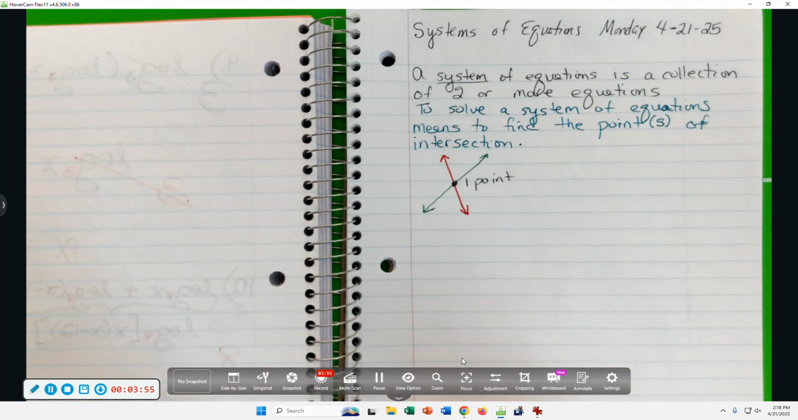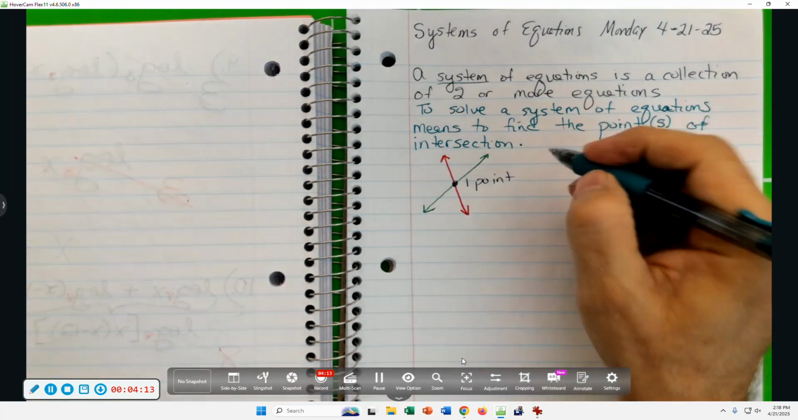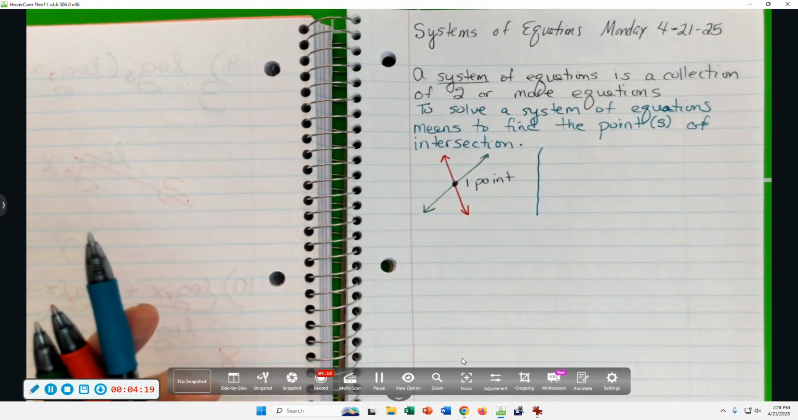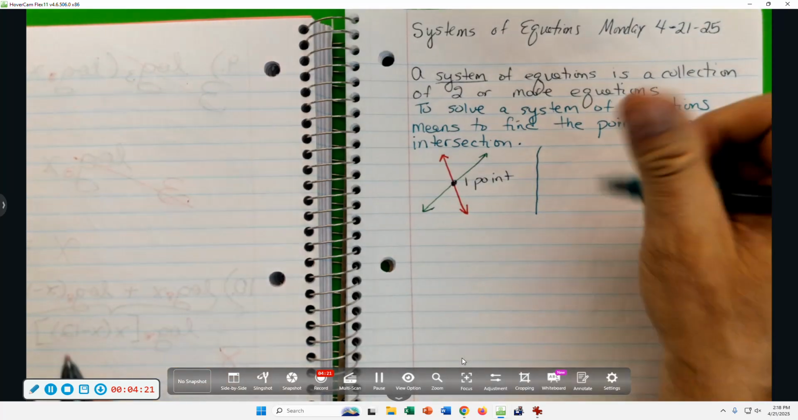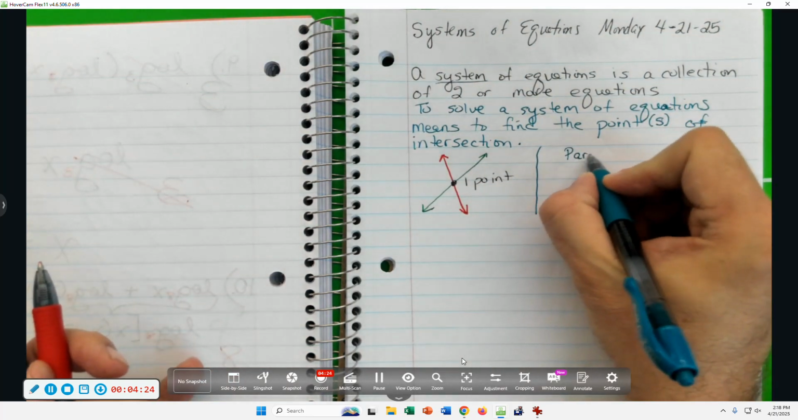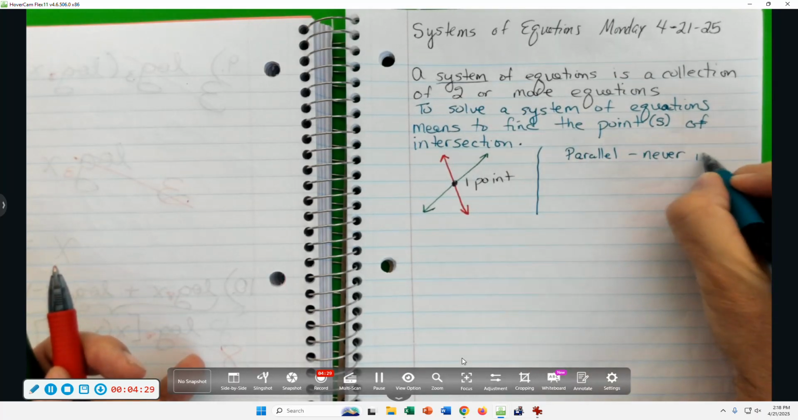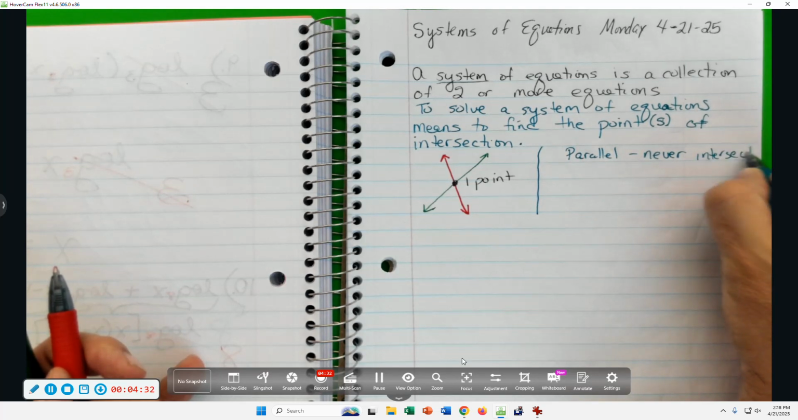Would it be possible to draw two lines that intersected in 2 points? Say no. No, it would not be possible to draw two lines that intersected in exactly 2 points. What about lines that never intersect? What do you call those? Parallel lines. If we had parallel lines, then those have no points of intersection. They never intersect.